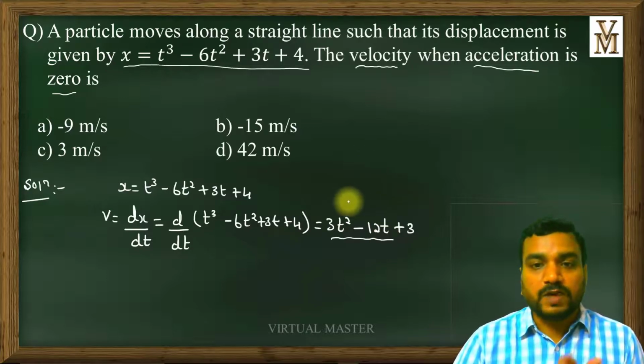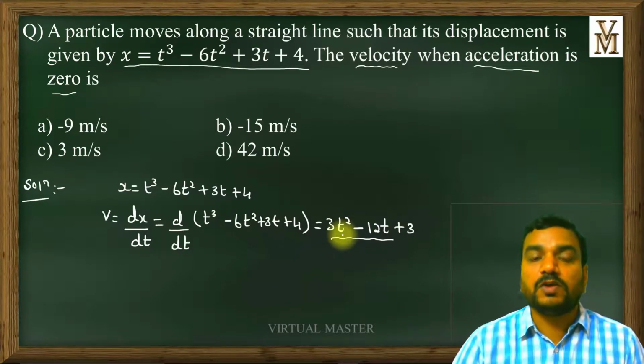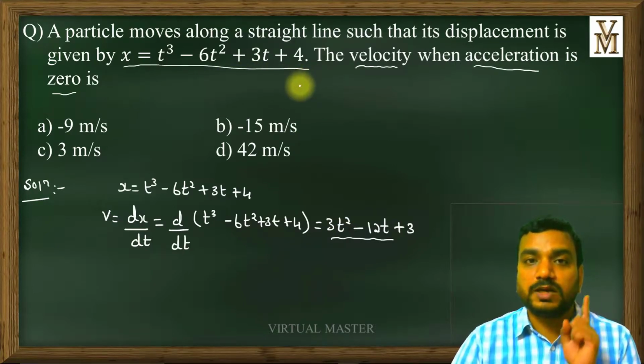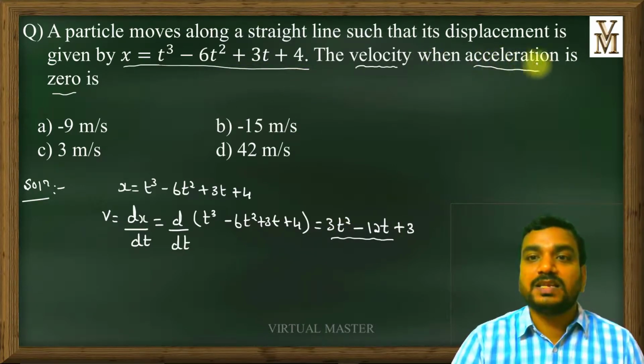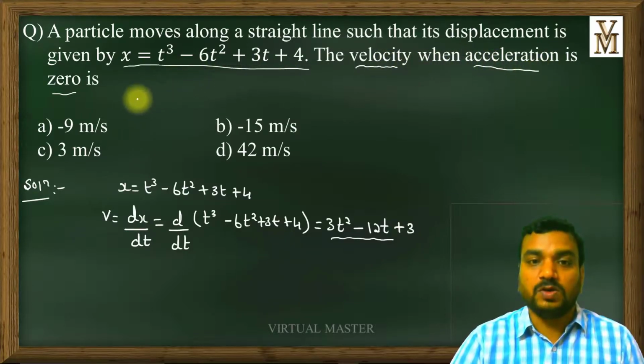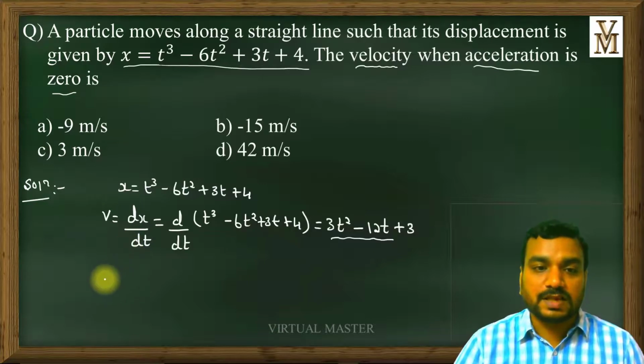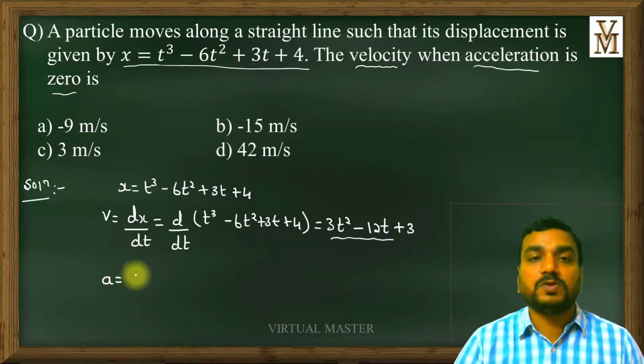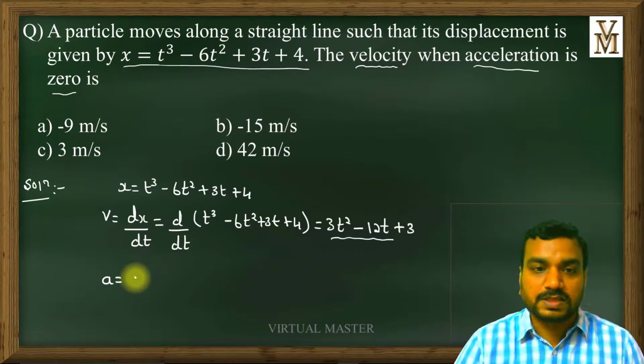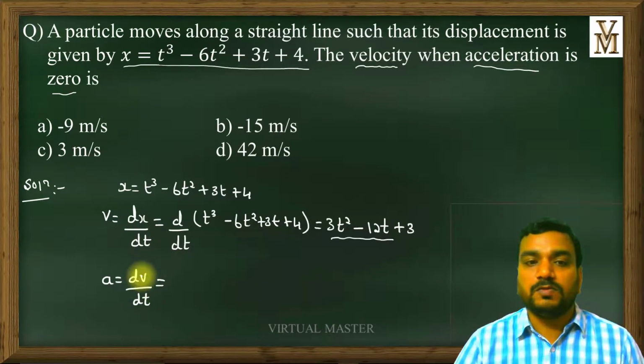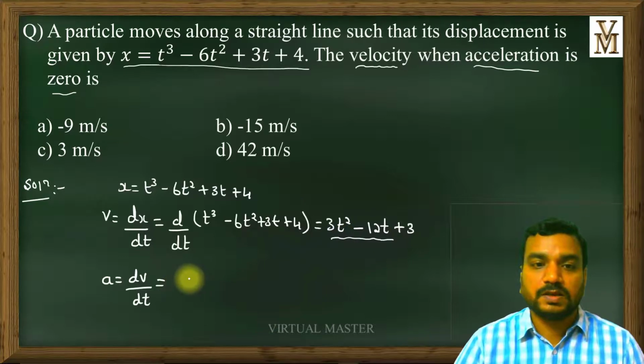Now in order to find the velocity we should be knowing the value of t, right? But t is not given in the question, but one condition is given, that is acceleration is 0. We have to find the velocity when acceleration is 0. Okay, now let us find acceleration. Acceleration will be equal to differentiation of velocity, that is dv by dt. Okay, the equation for the velocity just now we have found here, right? So let us substitute the equation for velocity here.